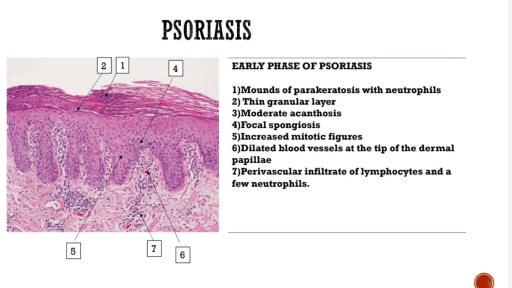Psoriasis is the prototype of psoriasiform dermatosis, however, the histological findings depend upon the different phases of psoriasis. In the early phase of psoriasis, histological findings include mounds of parakeratosis with neutrophils. As shown in the image with the numbers, there will be a thin granular layer, moderate acanthosis with focal spongiosis, increased mitotic figures, particularly suprabasal, and a dilated blood vessel at the tip of the dermal papilla, with a perivascular infiltrate of lymphocytes and very few neutrophils.